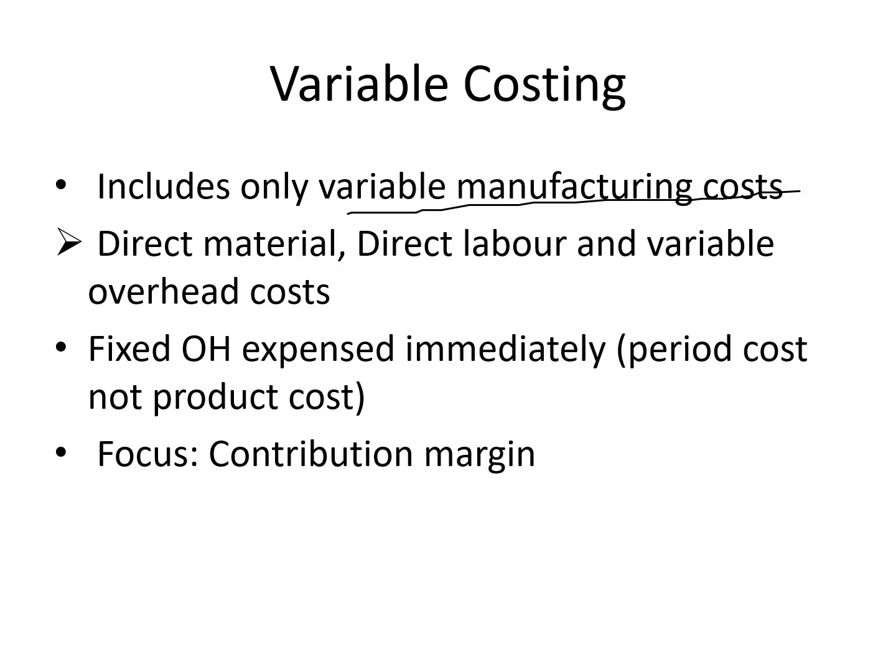Next is fixed overhead, which is usually expensed immediately. We do not consider it as a product cost, which means it is not an inventoriable cost. It is considered a period cost. Variable costing just focuses on the contribution margin. So whichever way we calculate a contribution margin is similar to variable costing. In simple words, variable costing uses the contribution margin formula. What is the contribution margin formula? Sales minus variable expenses is the contribution margin.